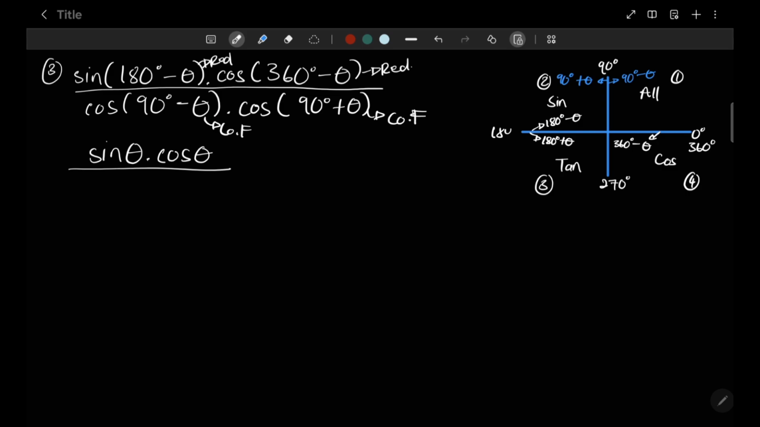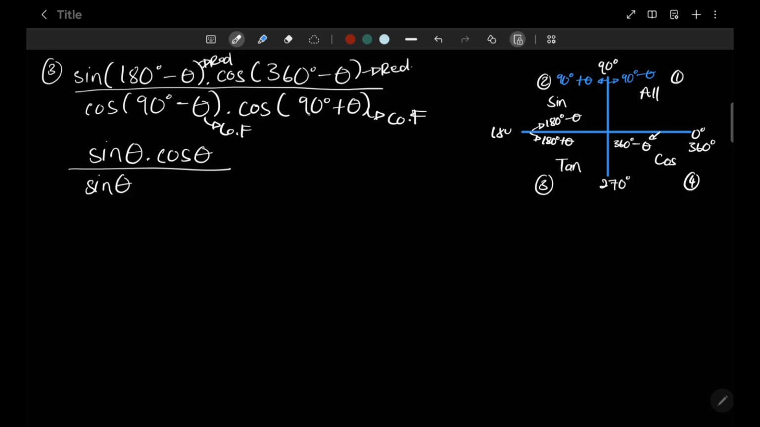Let's look for 90 degrees minus theta on a case diagram. That's 90 degrees minus theta. It's in the first quadrant where cos is positive. So this should be sine theta as you swap between sine and cos.